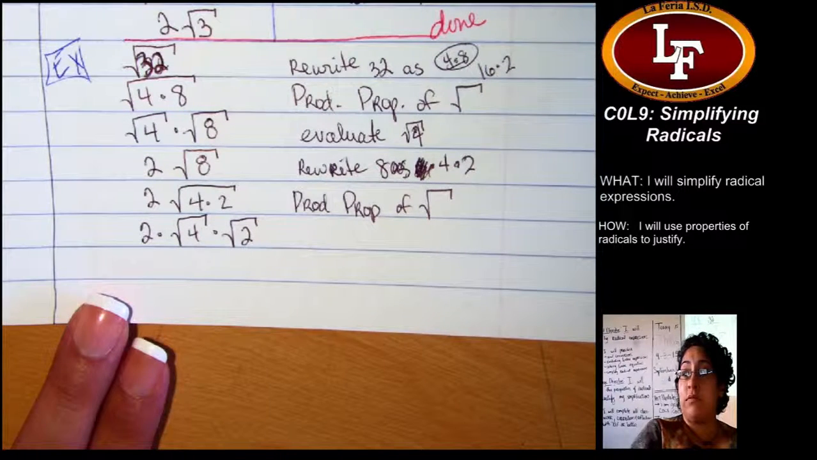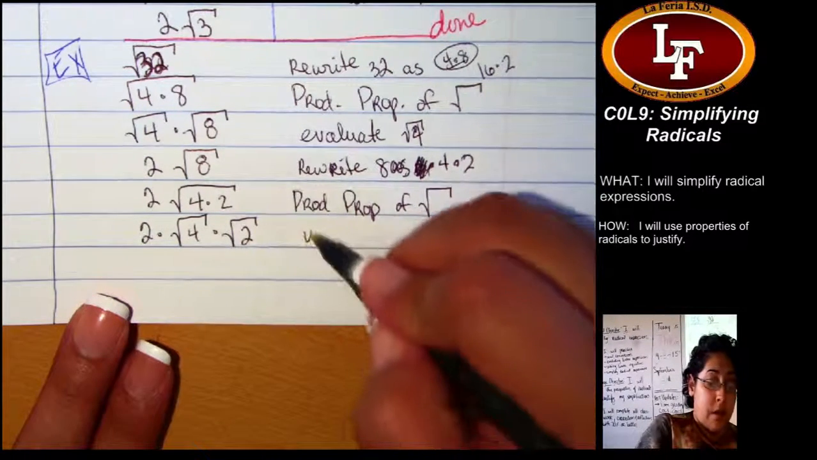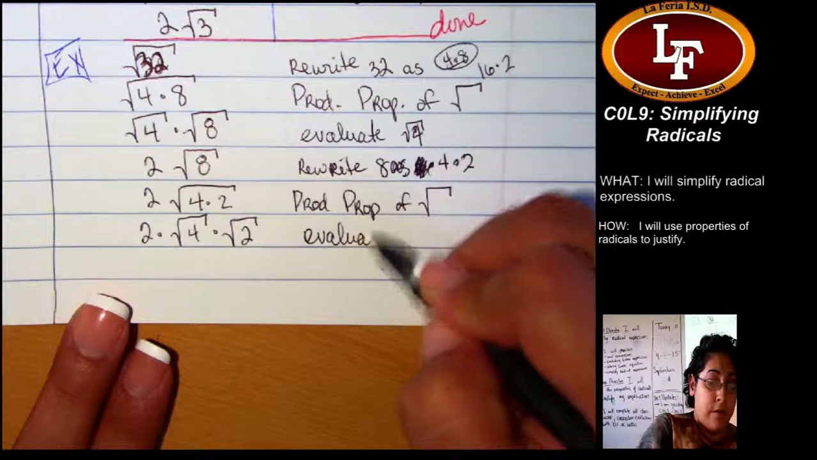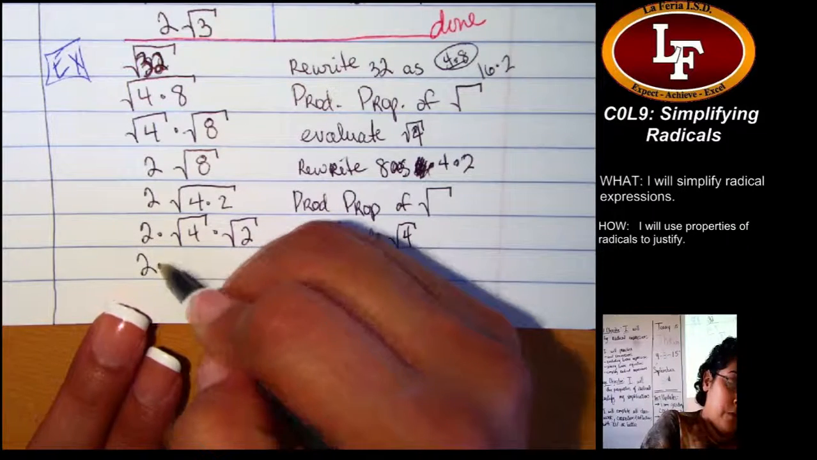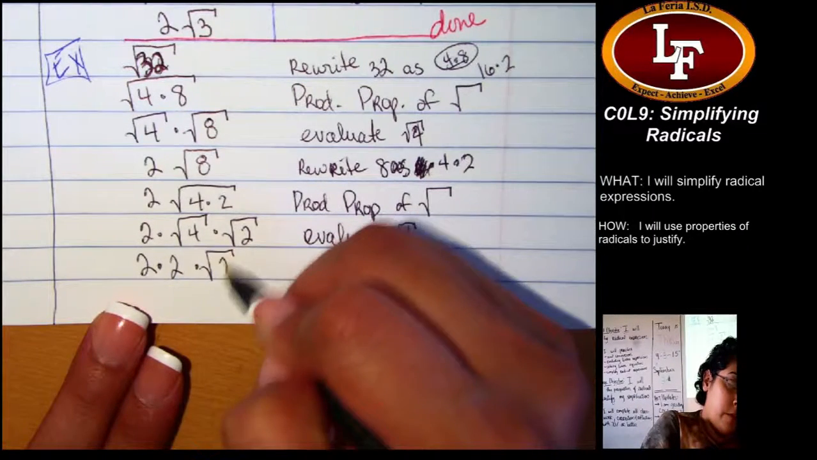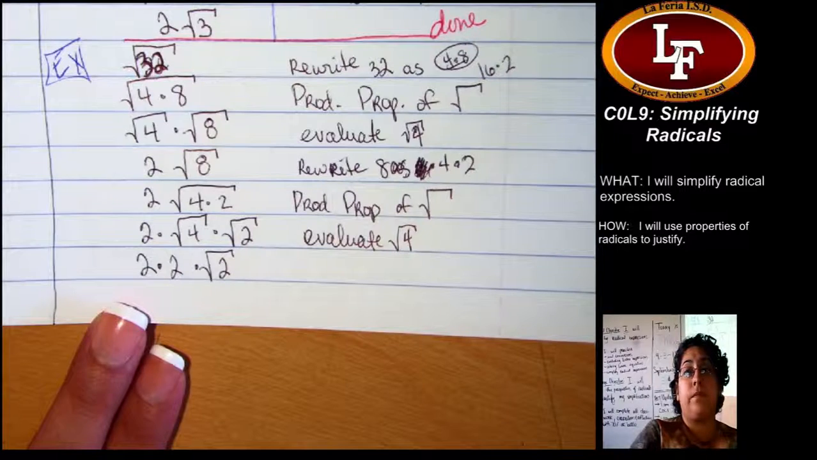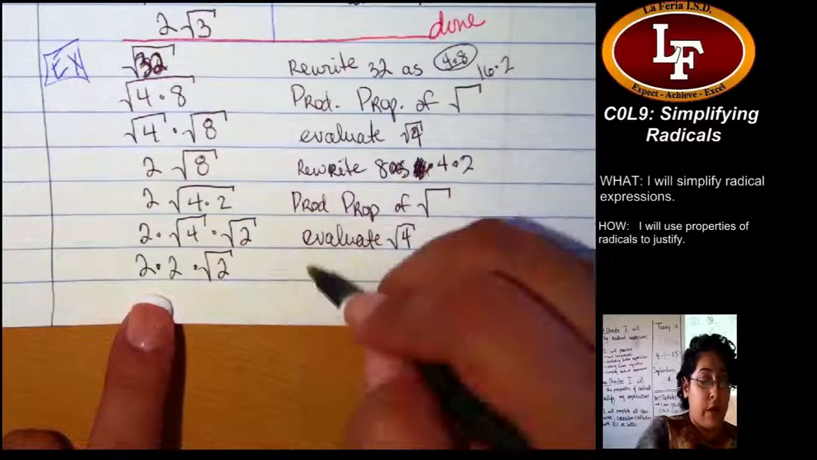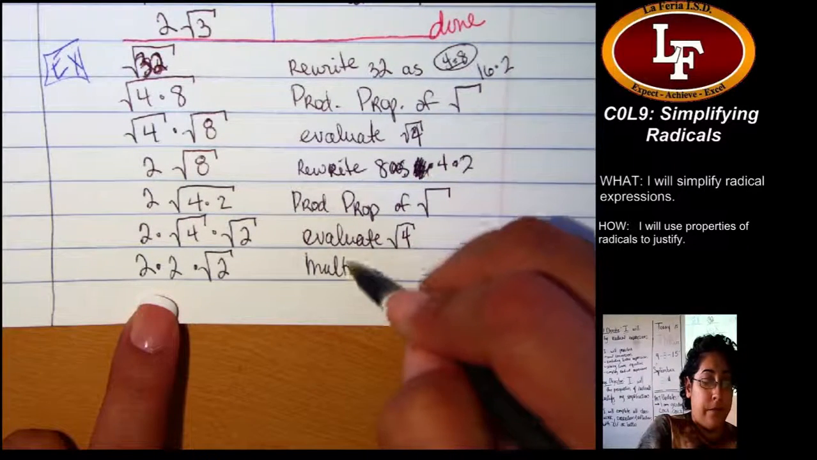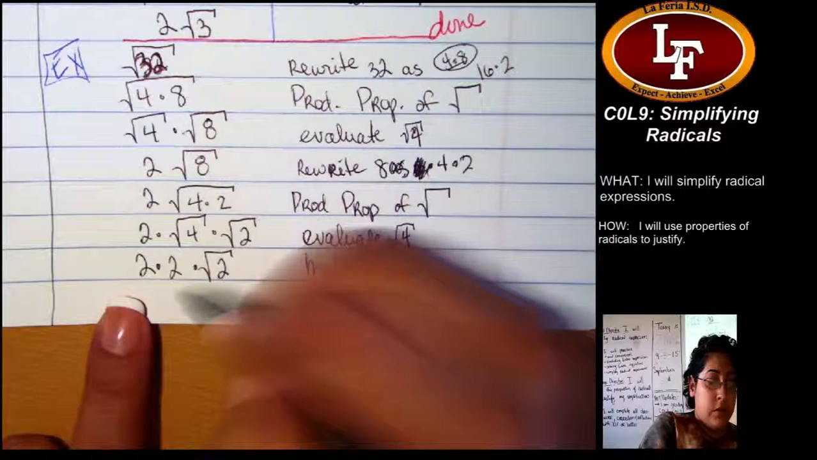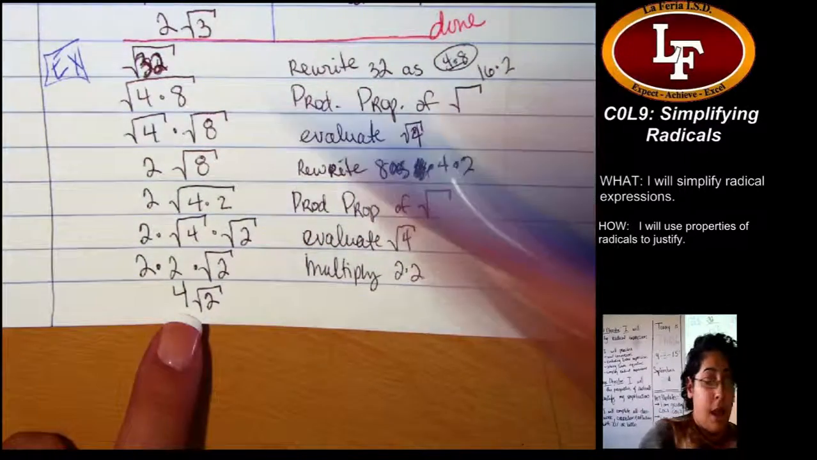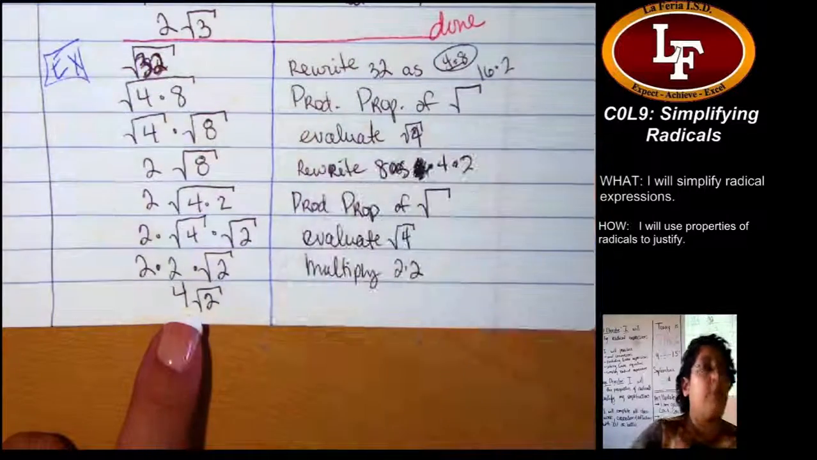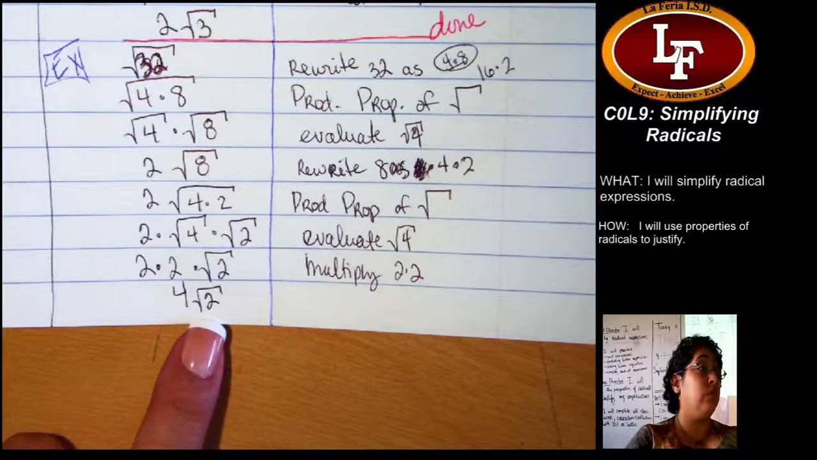Evaluate the square root of 4, which is 2. And we end up with this. 2 times 2 out here in front is 4. So 4 times the square root of 2. This would be our final answer, because we can't do this again to 2.